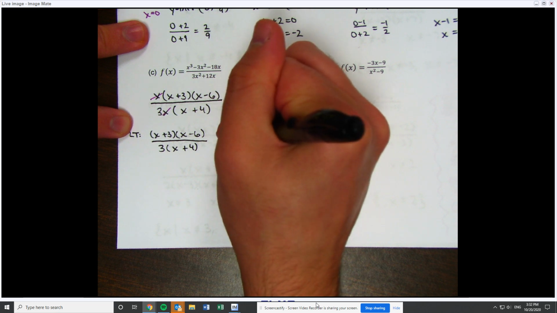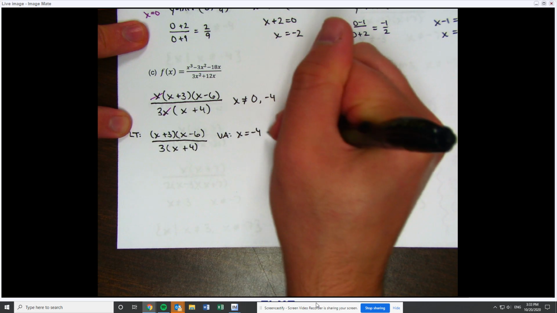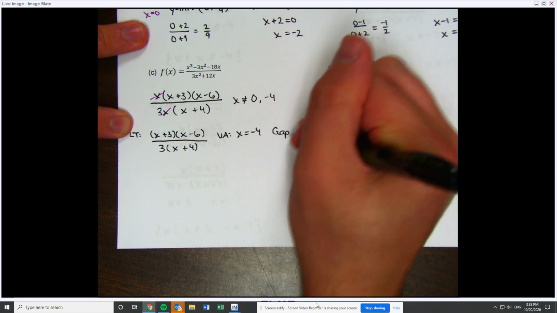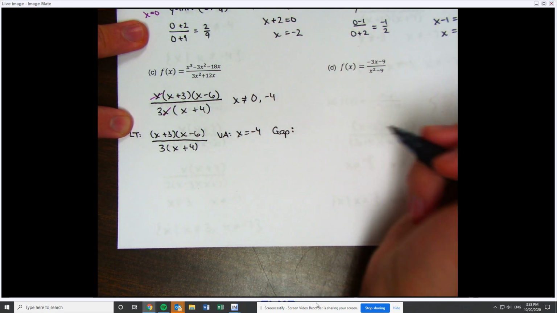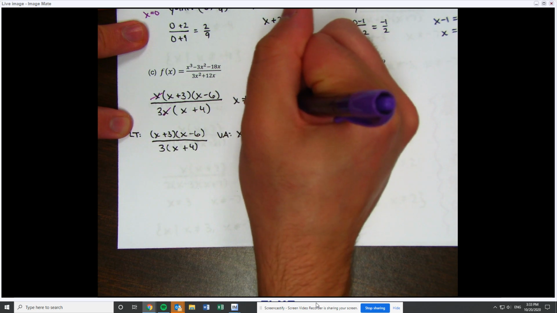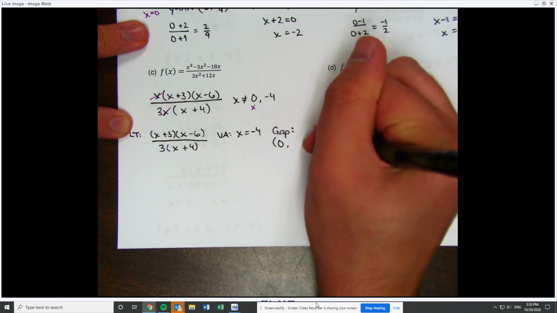For our vertical asymptote, I see that we're going to have x equals -4. And for the gap, we have 0 being removed because the x went away. So my gap is 0, comma, something.